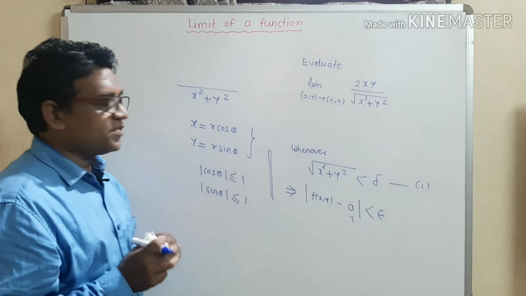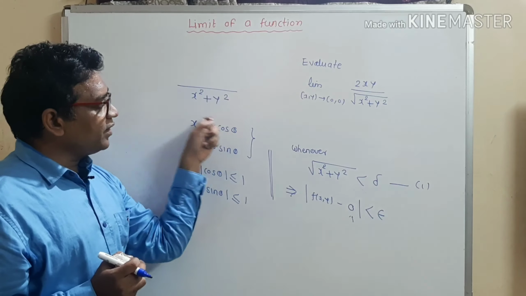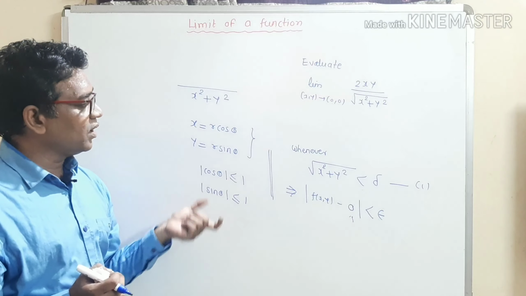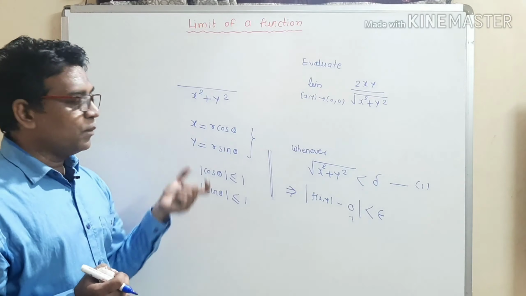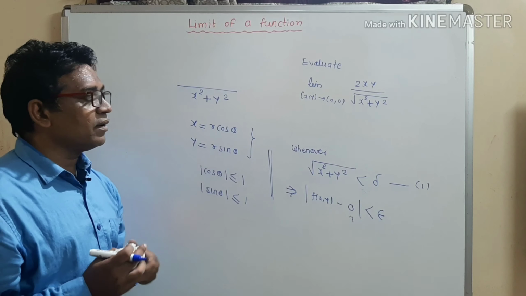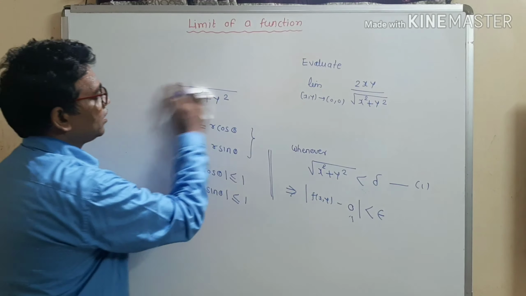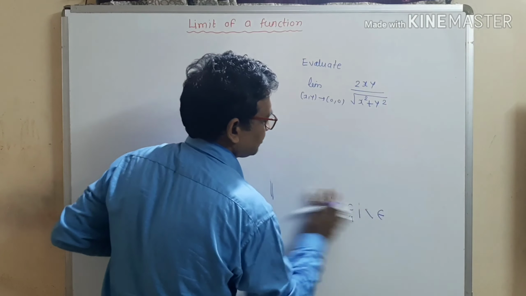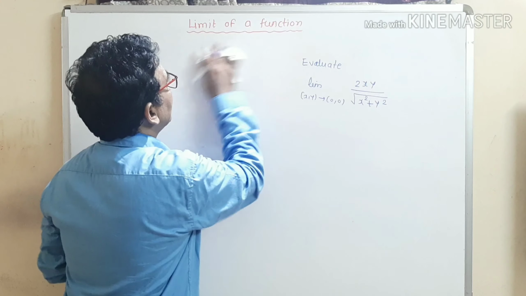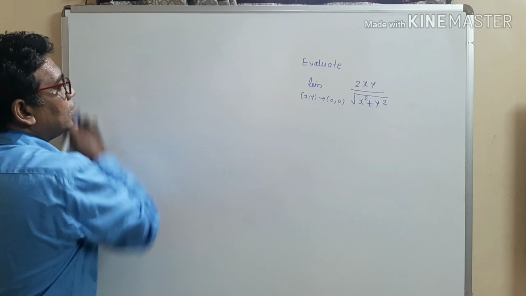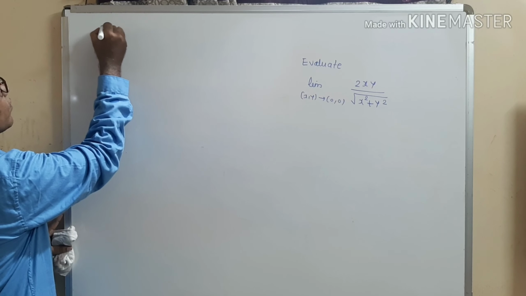What is our second observation? If the denominator contains the factor x square plus y square, then this is the substitution: put x equal to r cos theta and y equal to r sin theta. So write down the solution now. So this is the solution.